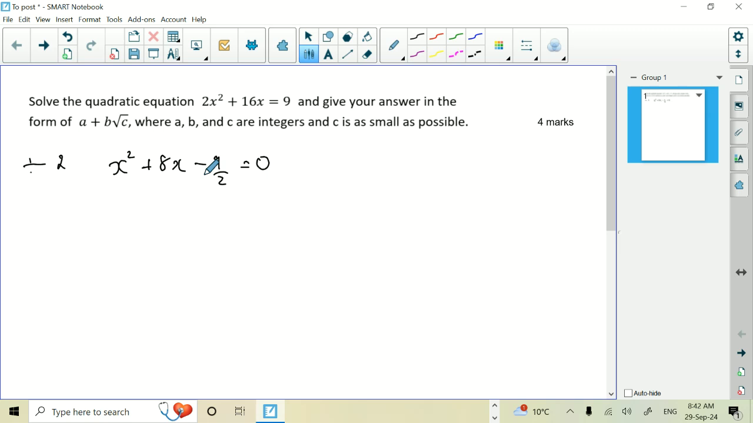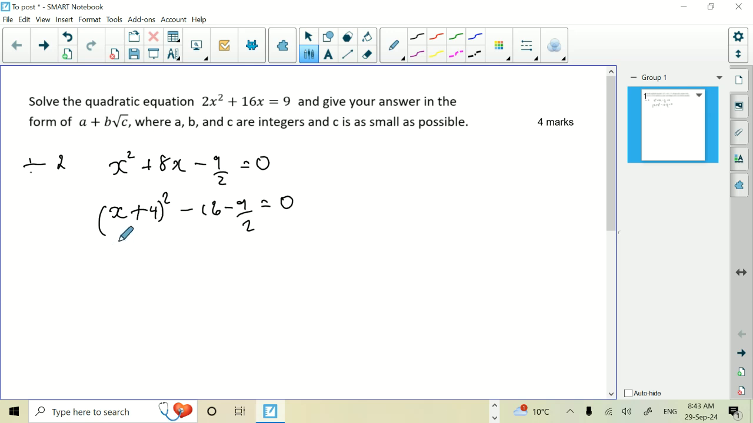Now, making the square before completing it, that will give me b over 2, so x plus 4 all squared, and then if I make the square, I'm going to have plus 16, so I've got to take that 16 away. That's completing the square. Minus 16, again, minus 9 over 2, and that's equal to 0.